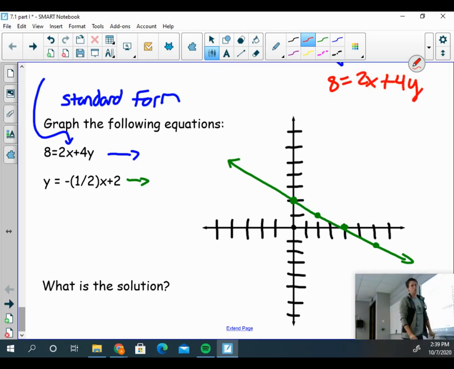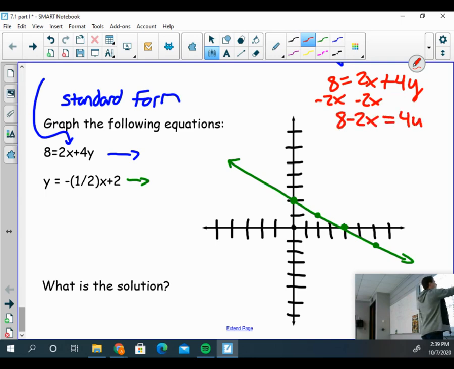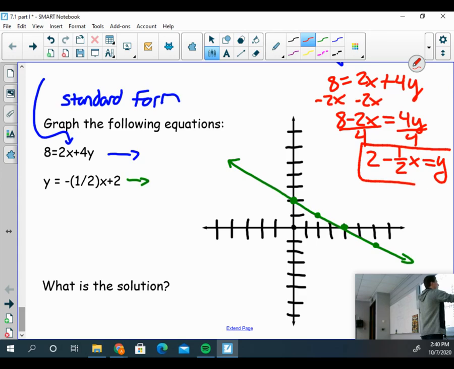What makes something in slope-intercept form? We got to get y by itself. Subtract 2x from both sides. I get 8 minus x equals 4y. Divide all sides by 4. And I get 2. 8 divided by 4 is 2. Minus 2/4, which is the same as 1/2, x equals y. Again, I've just manipulated the equation in standard form to have it in slope-intercept form.